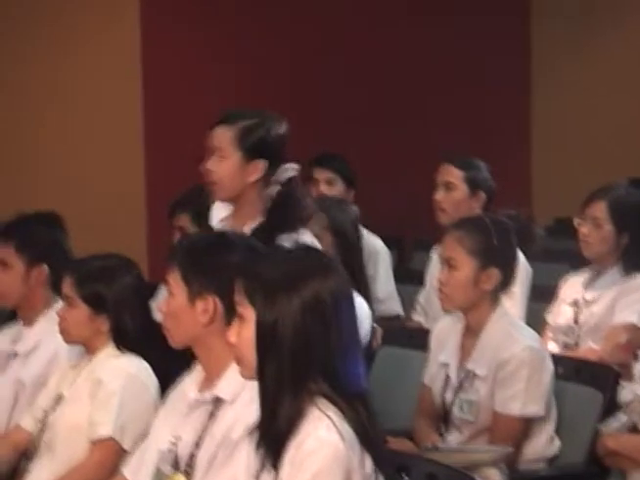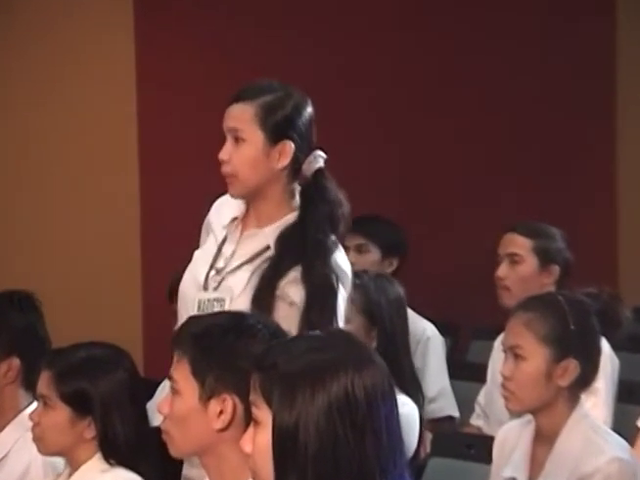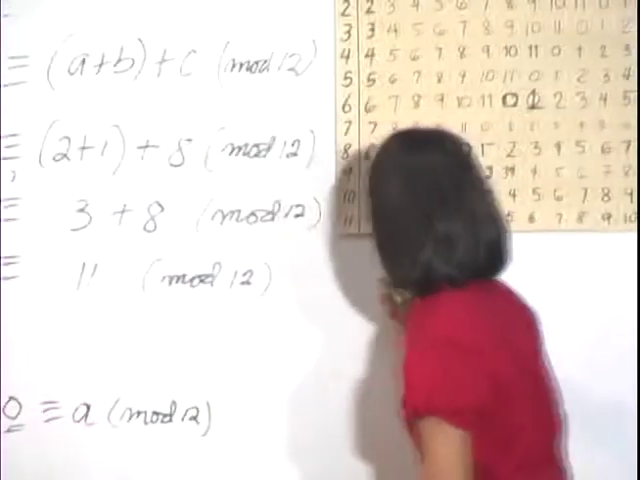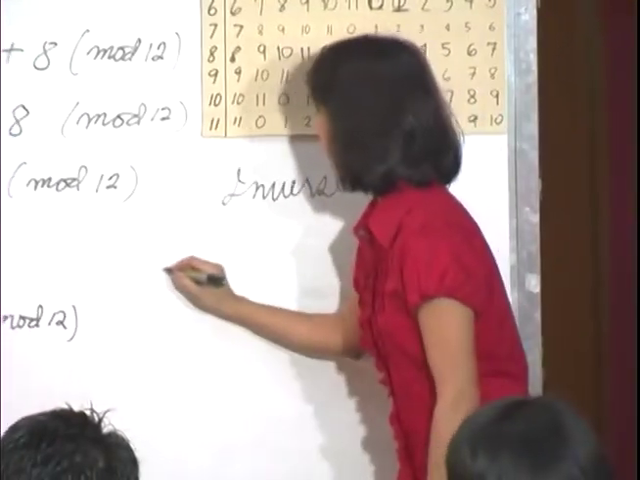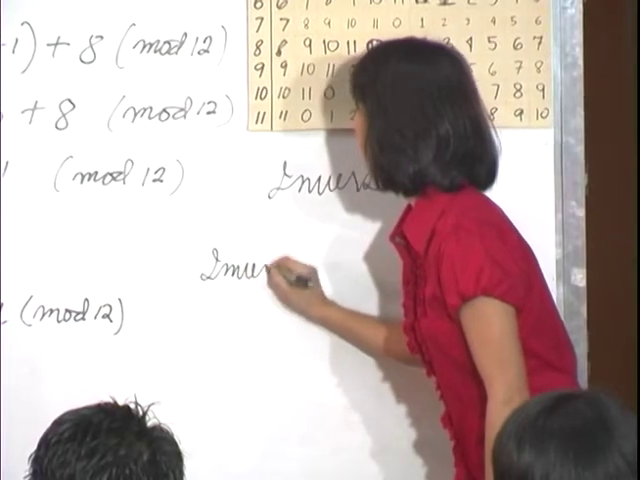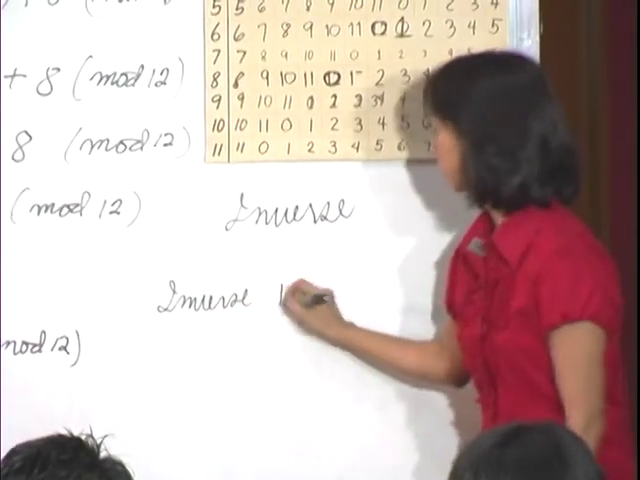Another property. Yes, Maritel? The last property is inverse property. Inverse. All right. What's the inverse of 1?